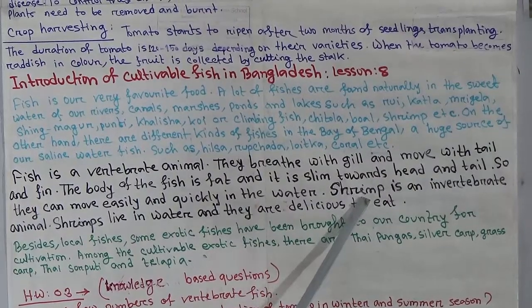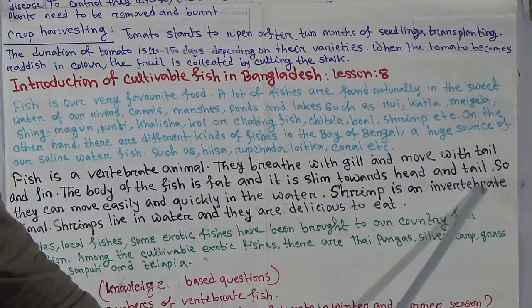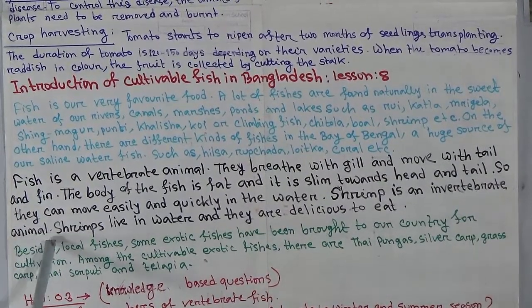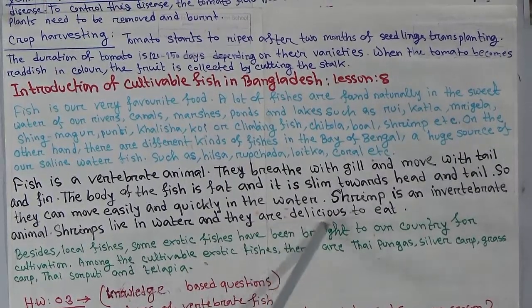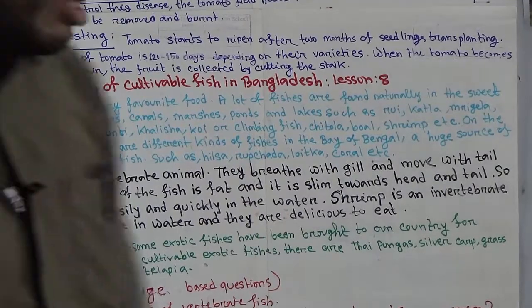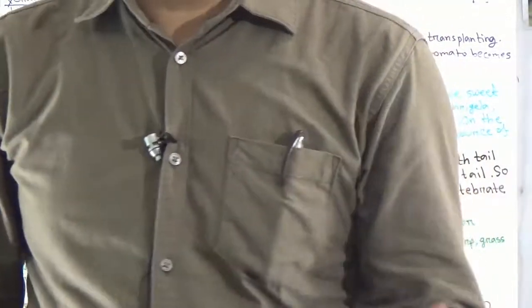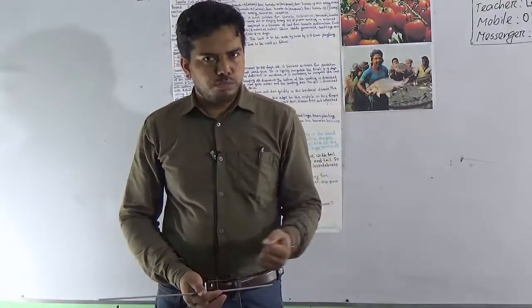But shrimp is totally different. Shrimp is an invertebrate animal. It has no backbone. Shrimps live in water and they are delicious to eat. Even we can earn a lot of currency by exporting our shrimp to other countries.